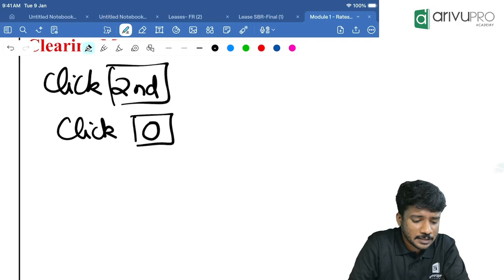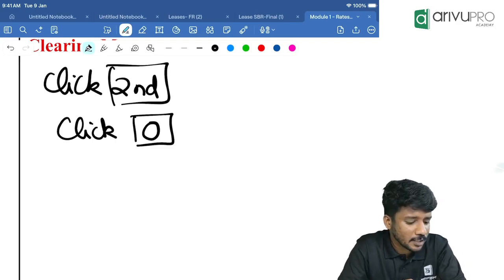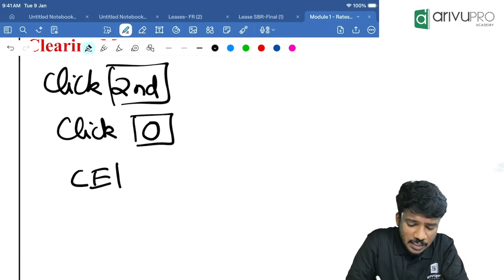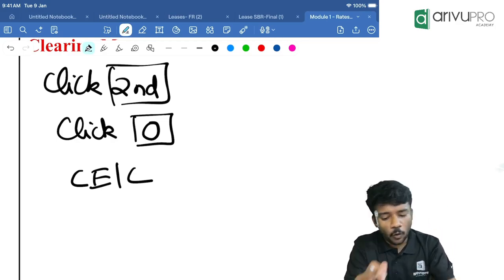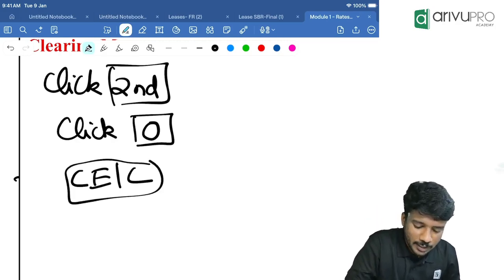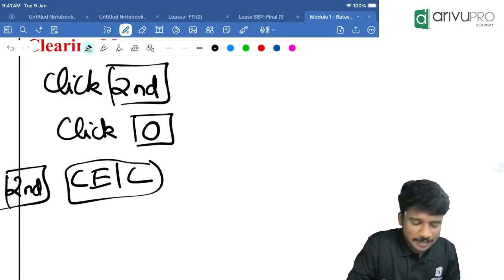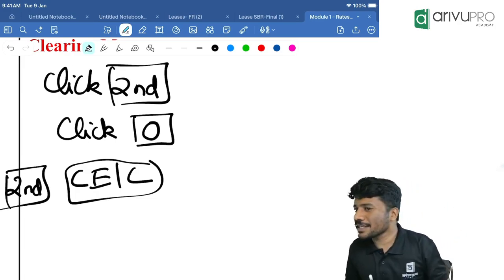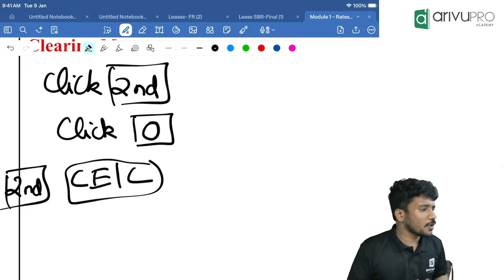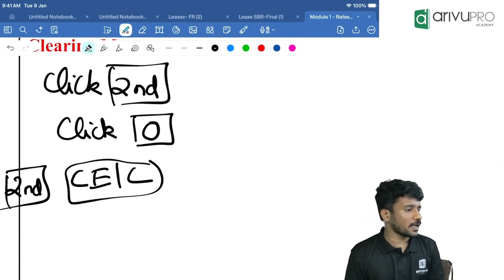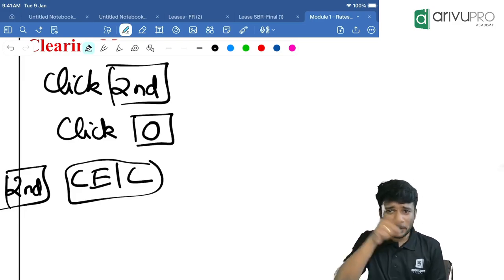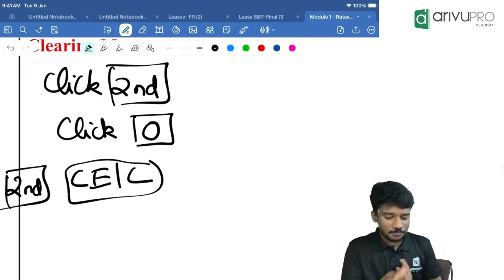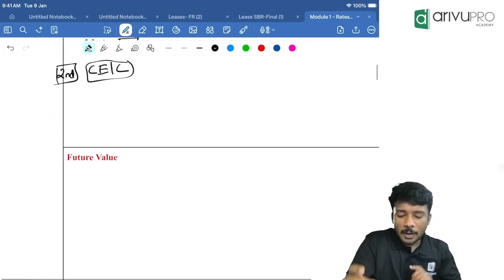There is something called clear work. Can you see clear work just before CE and C? Click the second button and then clear work. That means the entire work will be cleared, all your memory will be cleared. So click second, then click CE/C. That means clearing the work. The entire memory will be cleared one by one. Got it? Understood? So if you want to clean it and always want your memory to be 0, you can do it this way. Okay, so that is clearing of memory.